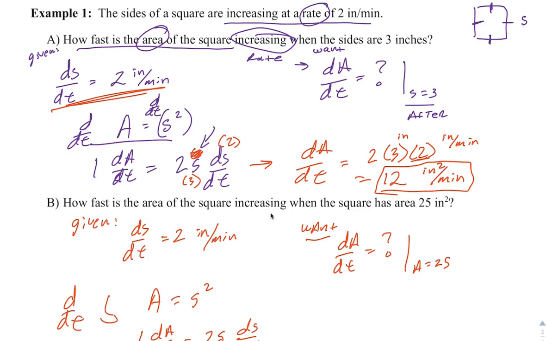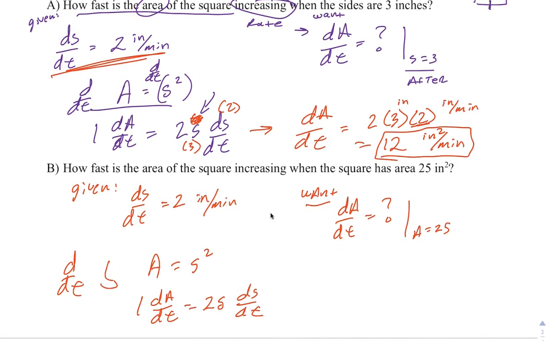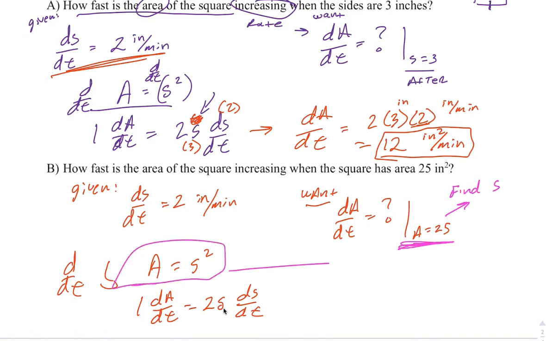Do you notice an issue though? Oops. I want to look for dA/dt, that's good. I have ds/dt, that's 2. I don't have s. But I do have the area equals 25. I could use this to find my side. We have this formula right here: area equals s squared, so if the area is 25, it must equal s squared. Square root it: s equals plus or minus 5. We're doing the side of a square, so only plus 5 makes sense.